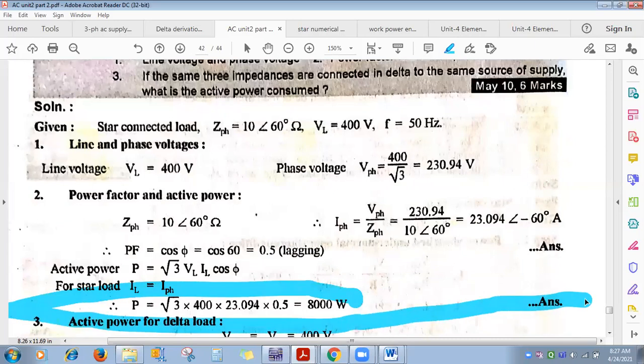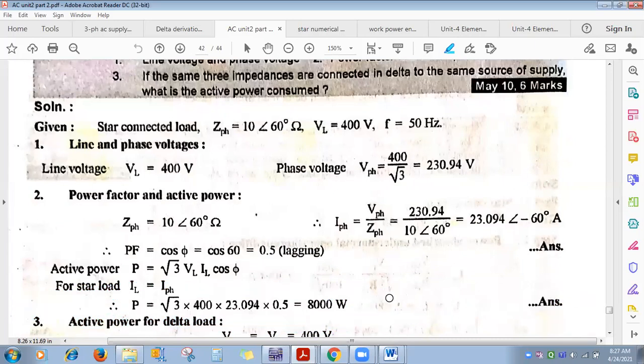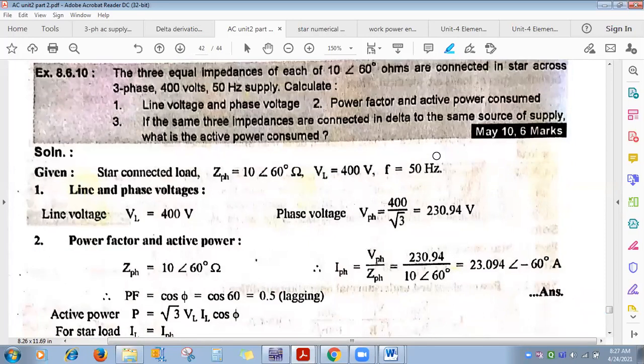How much did we get? 8,000 watt. Now the next part is new. Up to this, it's a which connection? Star connection. Okay. This one part we have seen in previous numericals also. This is the new thing. If the same 3 impedances are connected in delta to the same source of supply, what is the active power consumed?